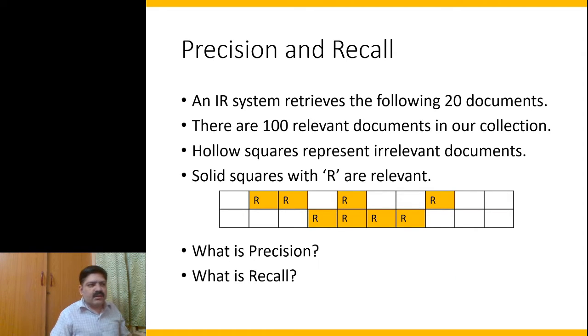So let's try out a problem. An IR system retrieves, let's say, 20 documents. They are given below. There are 100 relevant documents in our collection. The hollow squares represent irrelevant documents that were retrieved, and the solid squares represent the relevant documents. Now, what is the precision of my system, and what is the recall? Please pause the video here and work it out for yourself.